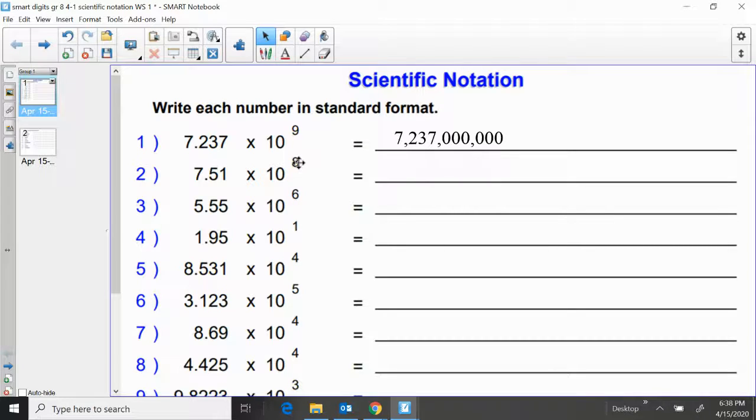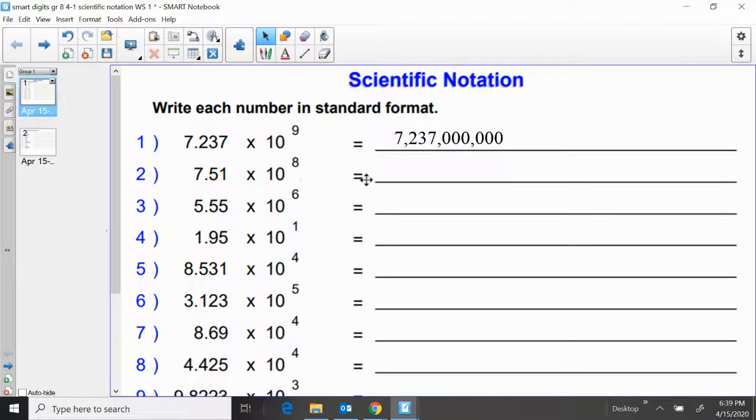7,237,000,000. So if I had to write that out on paper, I would just write 7.237, and then I usually just write little swirls. I'll go 1, 2, 3, 4, 5, 6, 7, 8, 9, and then I'll fill in the zeros on those empty spots. Hopefully that makes sense.